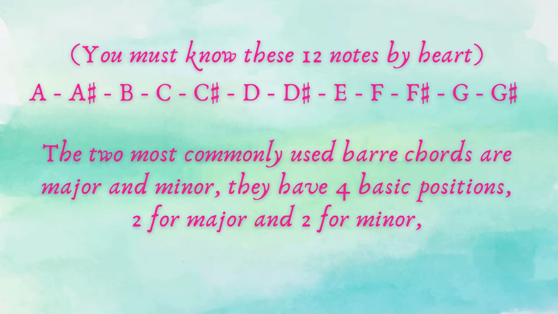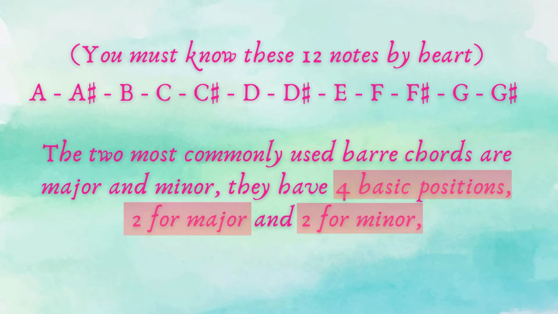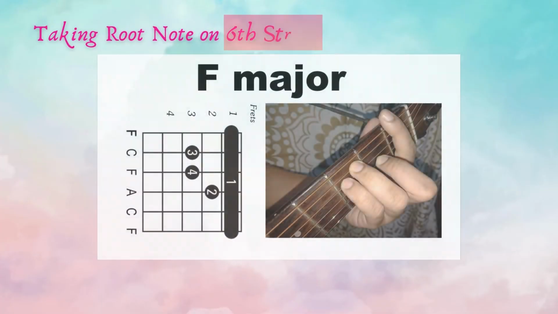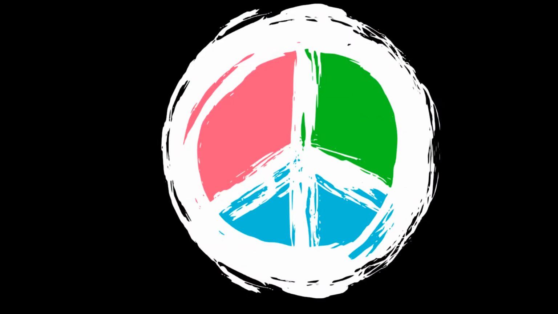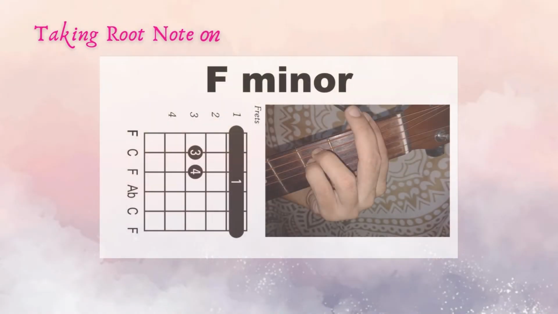The two most commonly used bar chords are major and minor bar chord. They have four basic positions, two for major and two for minor. They are as follows. Taking root on the 6th string, a major bar chord, and taking root note on the 6th string for minor bar chord.